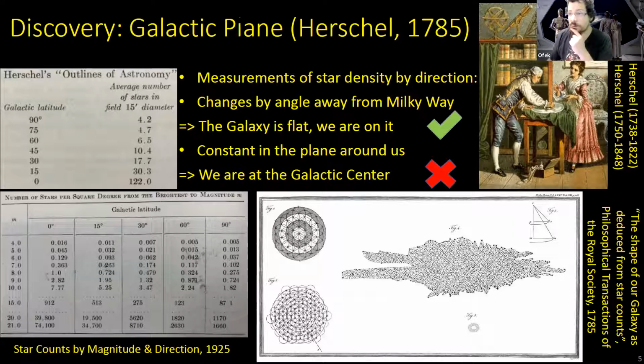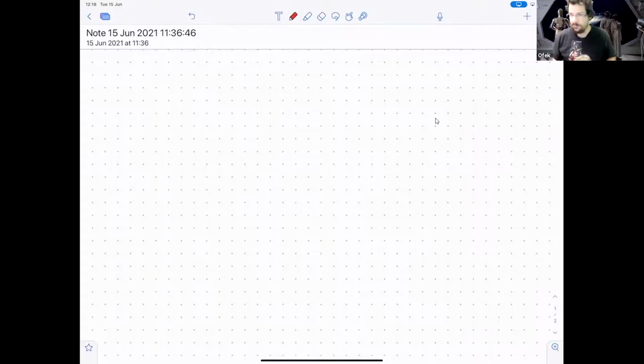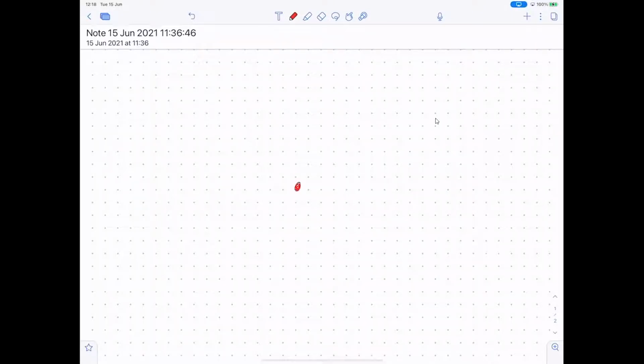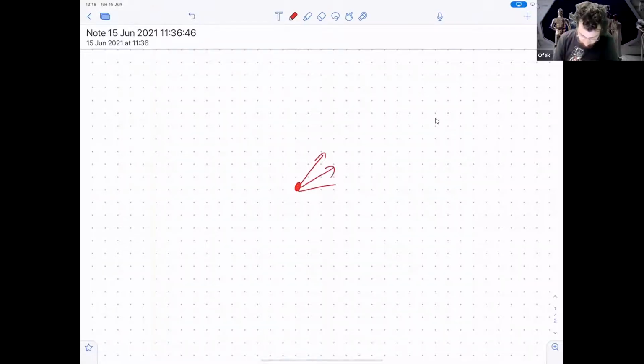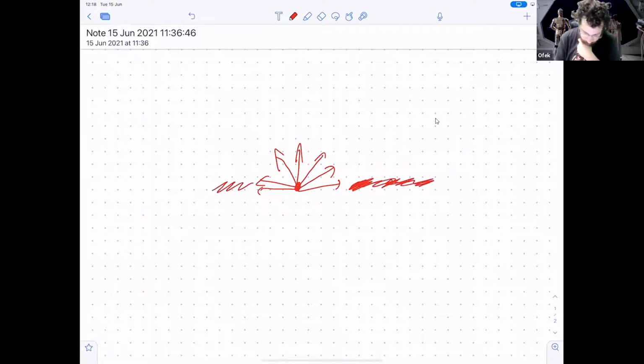Let's see if I can switch to the tablet. Okay, do you see the screen? Yes. Okay, so we are here. And we look at different directions. And what do we see? We see a lot of stars here. Very few stars here.